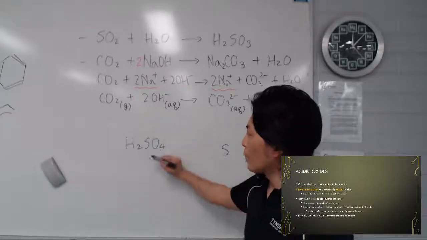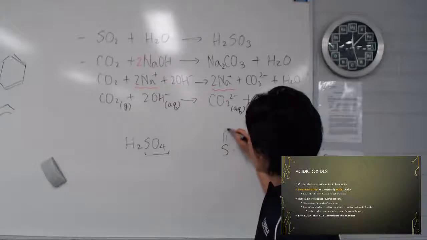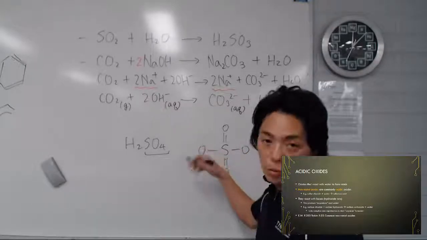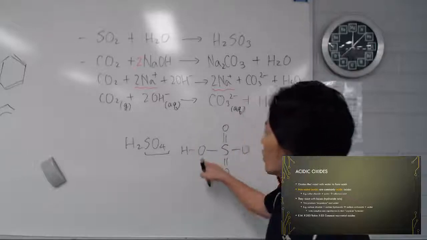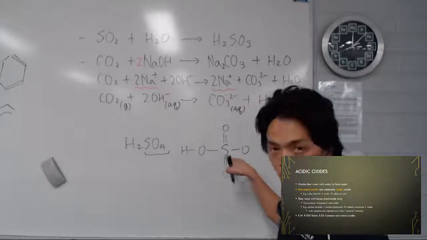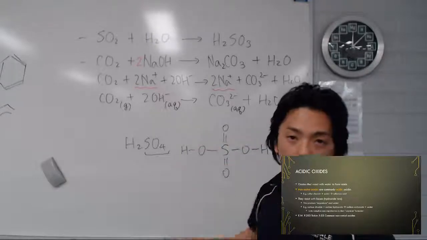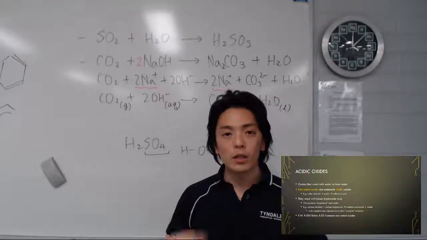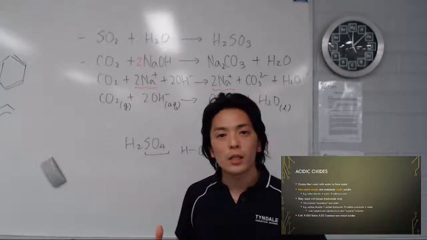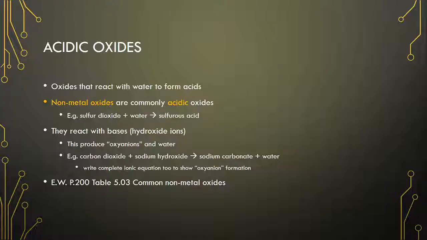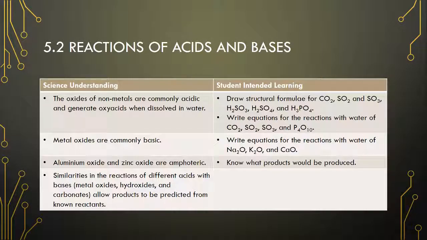Sulfate is an ion, so that's something you should think about. And oxygen can make 2 bonds. So one is bonded to hydrogen, and one is bonded to sulfur, and the other side as well. So here you have H2SO4, but written in a structural formula. Practice doing that with, say, carbon dioxide or carbonic acid, nitric acid, all that was in this slide. So the student intended learning part: you need to be able to draw structural formula for all those species. All right, have a go.